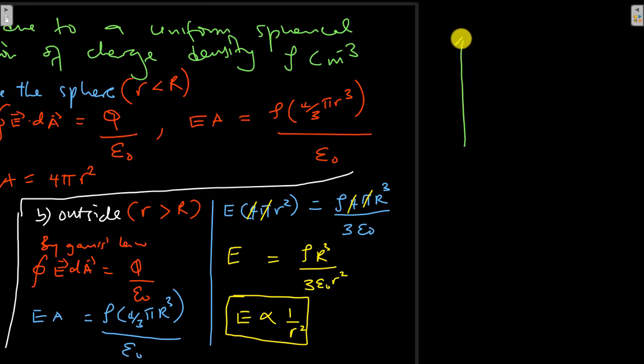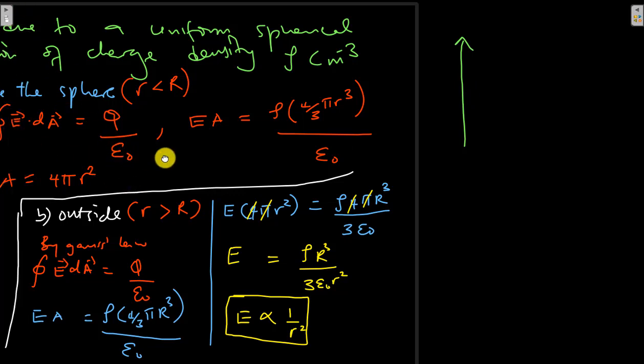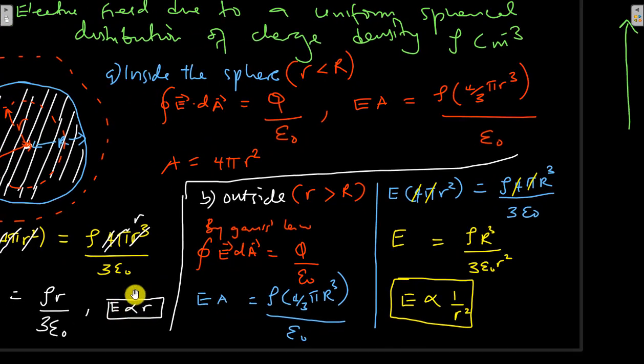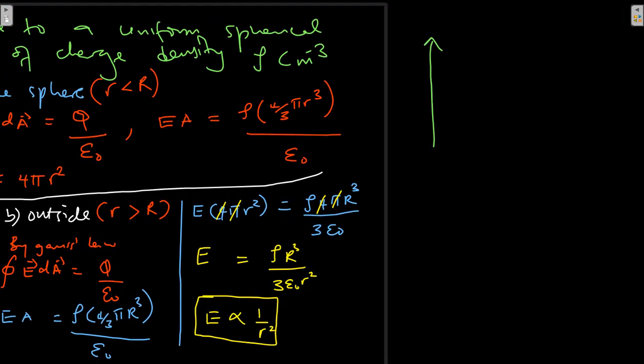So there we go. Inside the sphere, we discovered that the electric field is proportional to the distance from the center of the sphere, and at the moment we reach the surface, then the electric field begins to vary as the inverse square of the distance from the center of the sphere. So this is how the graph would look like.